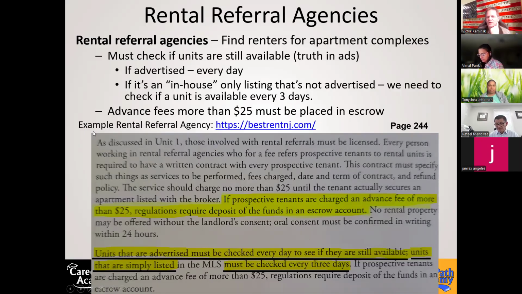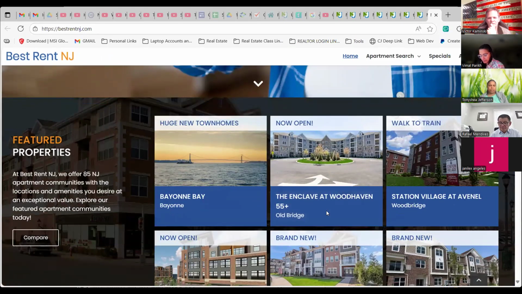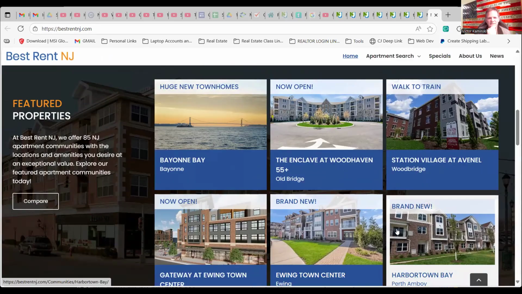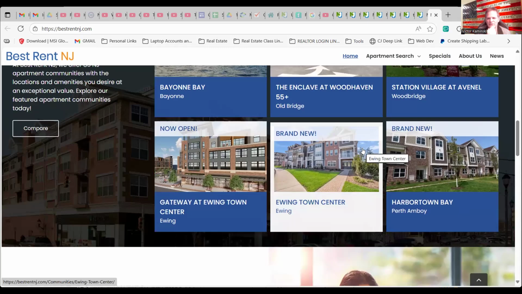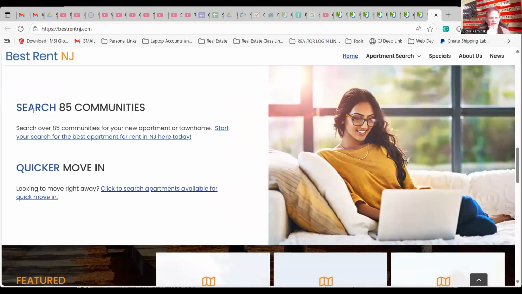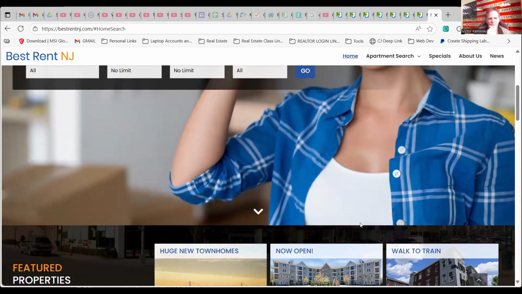Here's one example of a rental referral agency, bestrentnj.com, right? They basically partner up. So if you go to their websites, you can see the different buildings. It looks like they're dealing with a lot of newer construction these days. Let's see if we can find some older ones here. They deal with 85 communities. So let's look at some of those.